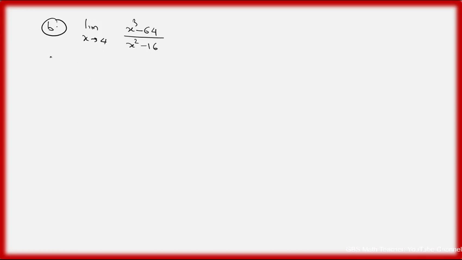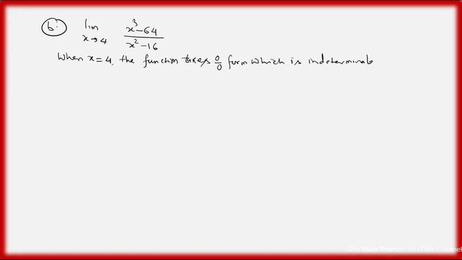So dear students, you have to write one more sentence. When x equals 4, the function takes 0 by 0 form, which is indeterminate form. So we should change our strategy, or we cannot apply the limit directly. So the second step I told you, dear students, the second point is think for formula. Think and plan for formula to remove the indeterminate form.